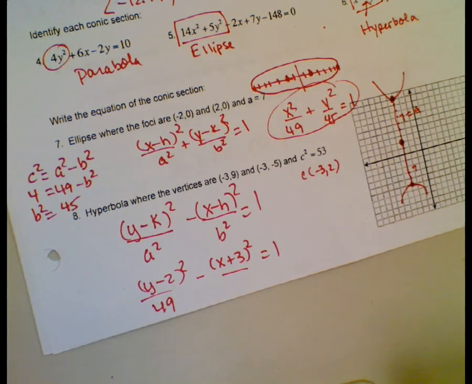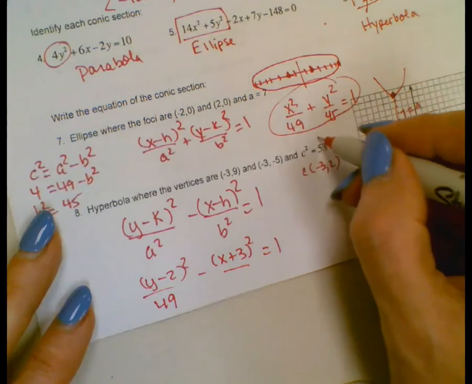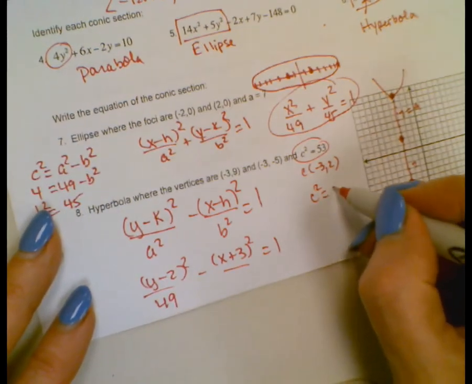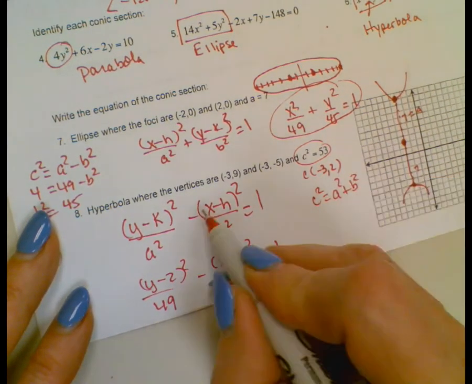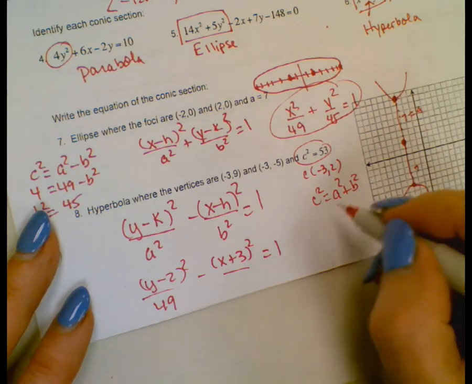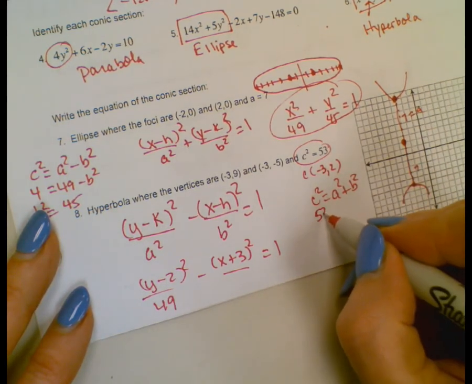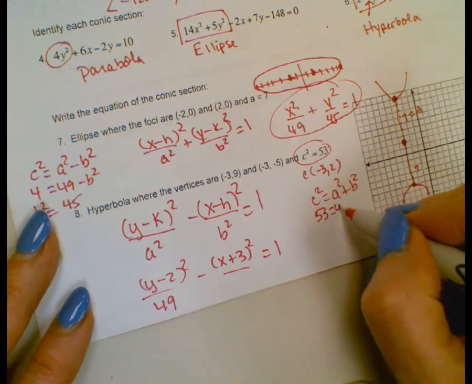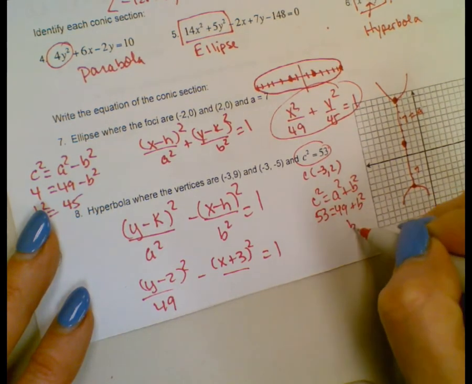Right there. So it tells me what C squared is. So the formula for foci for hyperbola is the plus sign. Since there's a minus here, it's a plus sign in the foci. So C squared is 53. It's telling me C squared is 53. A squared is 49. So B squared is 4.